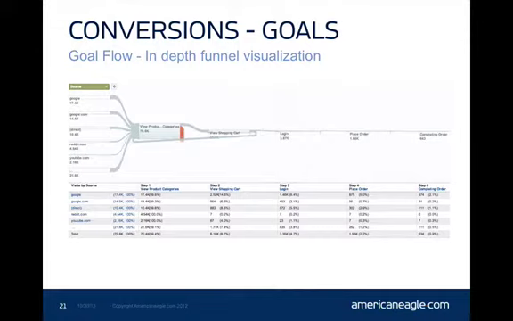The Goal Flow Report brings more details into view based upon your funnel visualizations. This view allows you to view customers engaging in behavior like skipping steps and looping back to previous steps, items you can't see in the standard funnel visualization report.